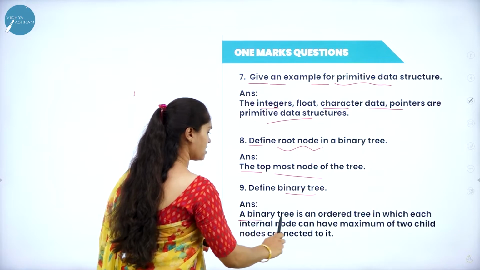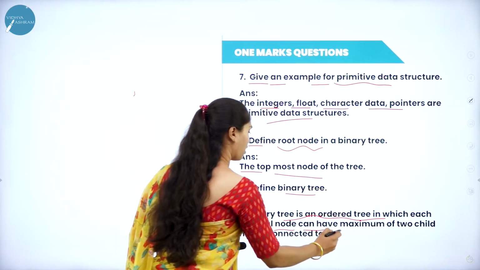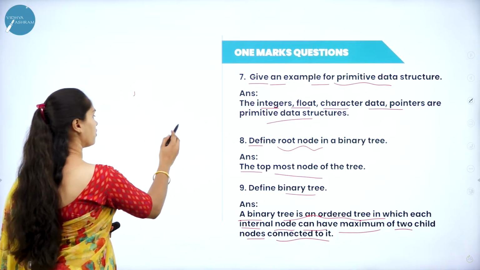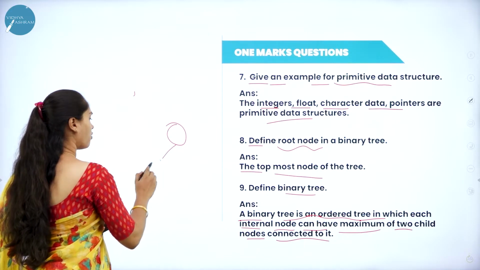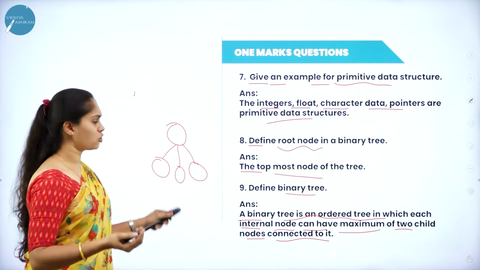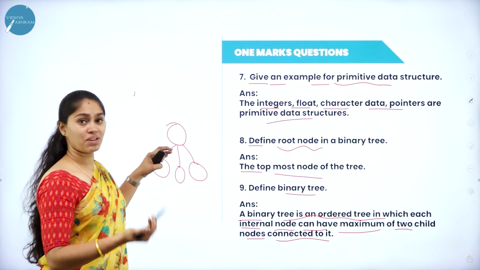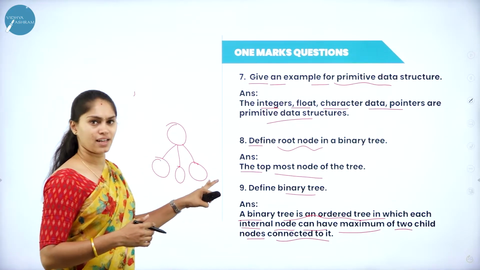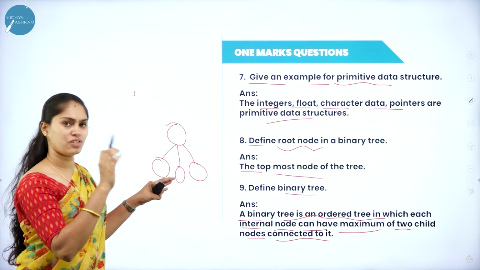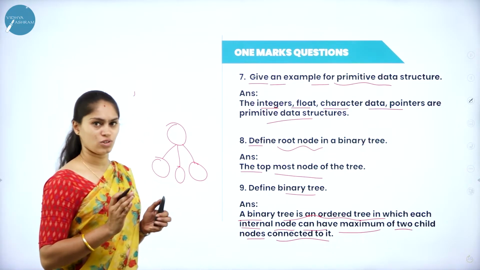So that defines an ordered tree in which each internal node can have a maximum of 2 child nodes connected to it. So if I consider this as a node, it can have only a maximum of 2 children. It can't have more than 2 children. If a particular node has more than 2 children, then we can't consider this tree a binary tree. If I want to consider this a binary tree, each parent node or root node must have a maximum of 2 nodes.